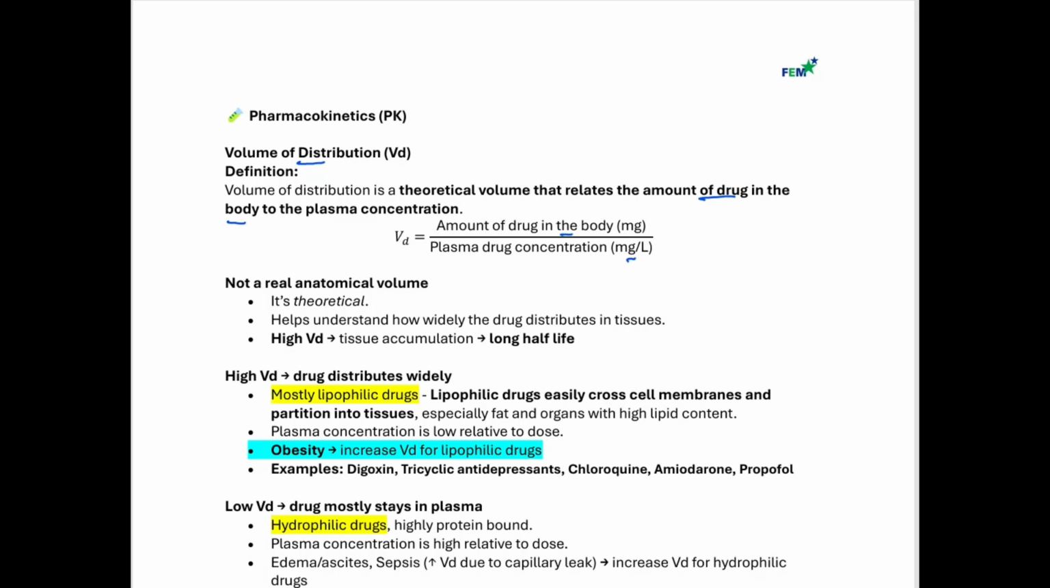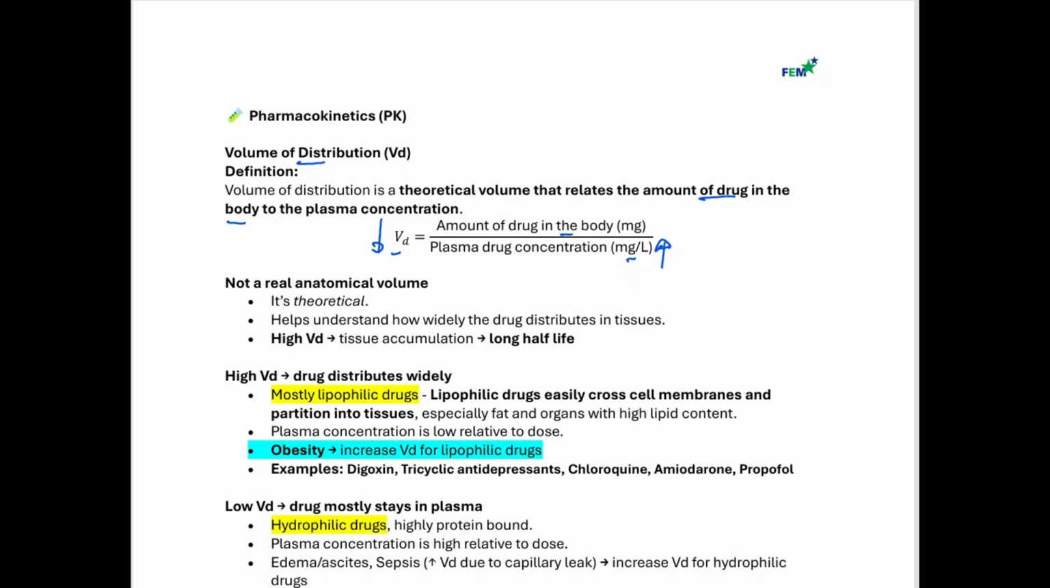So if you administer a medication, for instance, an intravenous medication, you're giving it directly into the intravascular space. So you are giving it into the plasma. If that medication is only limited to the plasma, in other words, it doesn't go outside the plasma into the interstitial space or into other tissue, we're going to say that medication has a very low volume of distribution, because the plasma concentration will be high, and that will decrease the volume of distribution.